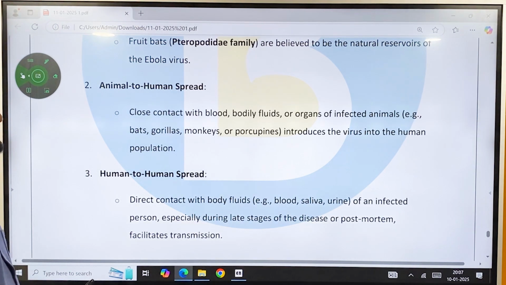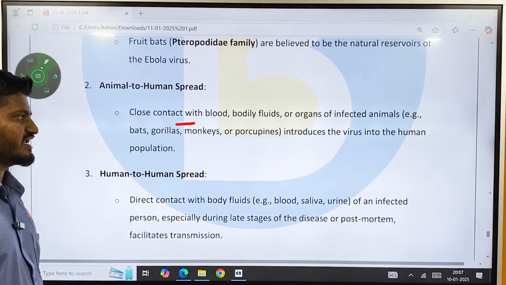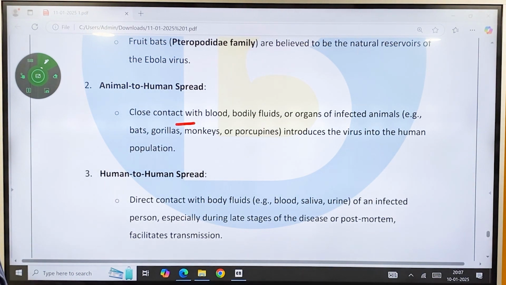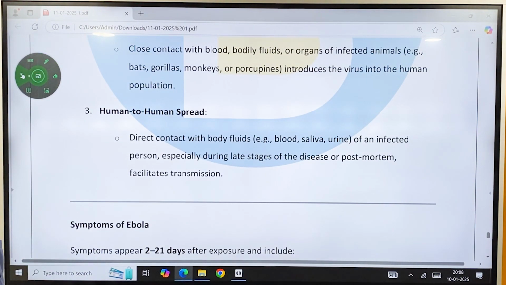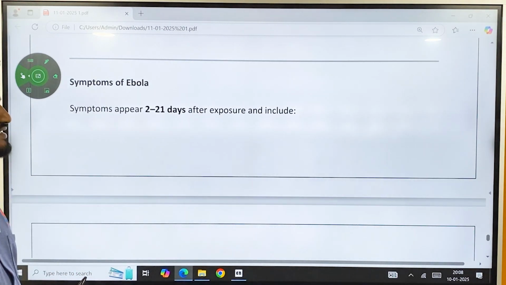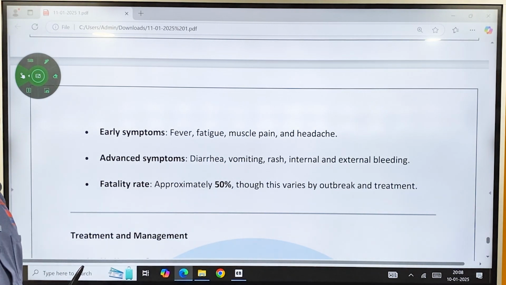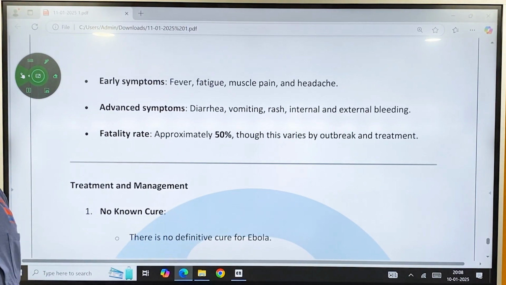Yes, it can spread from animals to humans when you are in close contact with the blood, bodily fluids or organs of infected animals, which introduces the virus into the human population also. Then there is human to human spread also, communicable. It spreads from human to human with direct contact with body fluids such as blood, saliva, urine, etc. Symptoms of Ebola: the symptoms appear from 2 to 21 days after the exposure, and the early symptoms are fever, fatigue, muscle pain and headache.